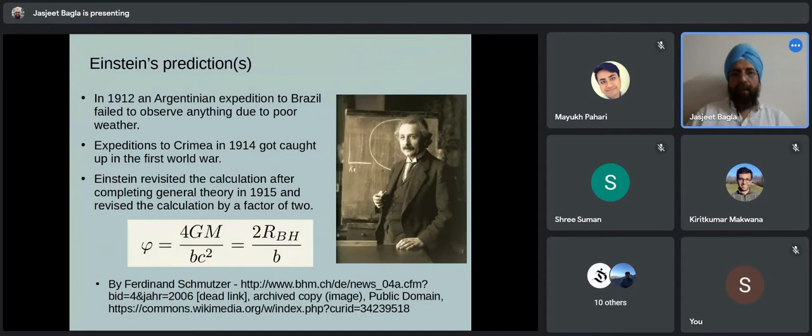Unfortunately, none of those pictures were good enough to be used. Astronomers did start thinking about making this measurement, but in 1912, one Argentinian expedition to Brazil failed due to very poor weather. It was raining incessantly. And there were a bunch of expeditions in 1914, including one by a German astronomer who actually wanted to make the measurement that Einstein wanted verified.